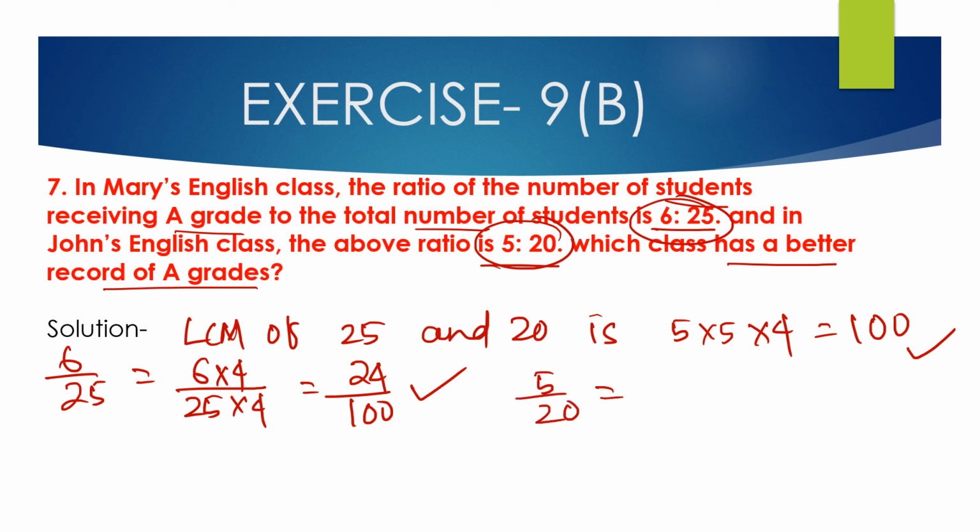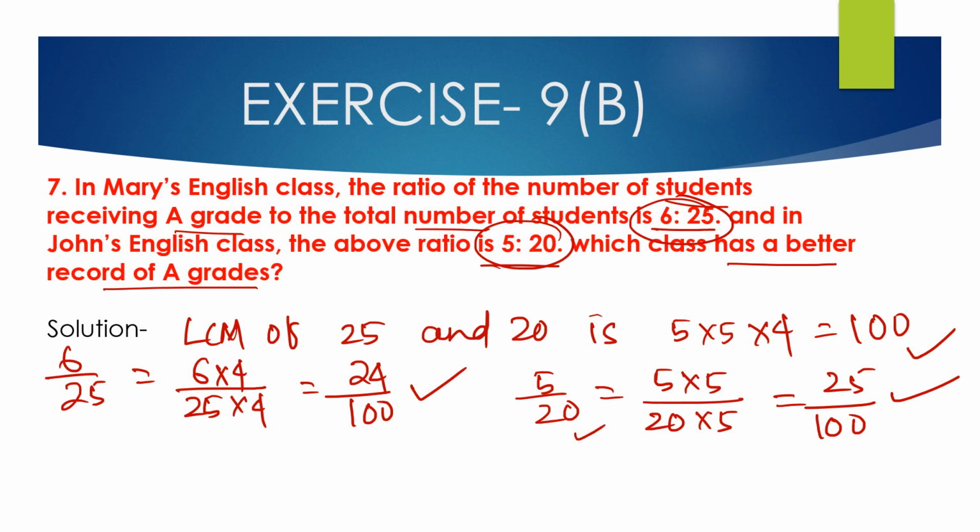Now convert the ratio 5 is to 20, that is 5 divided by 20, into the equivalent ratio. Equate the consequent 20 with the LCM. Which number do we multiply with 20 to get the LCM 100? We know in the table of 20, 20 multiplied by 5 is 100. So we have to multiply the same number 5 with the antecedent 5. 5 multiplied by 5 is 25. Now we get 25 divided by 100, which is the equivalent ratio of 5 divided by 20.